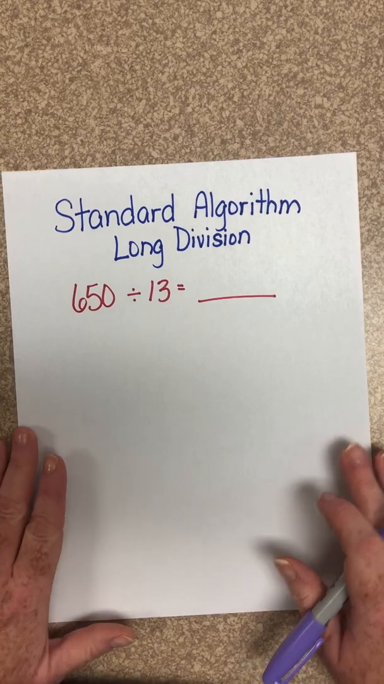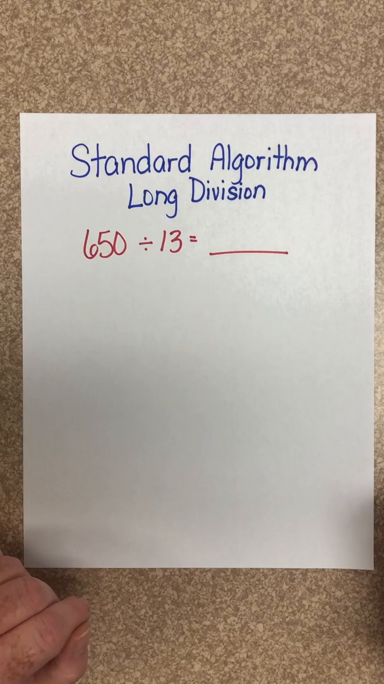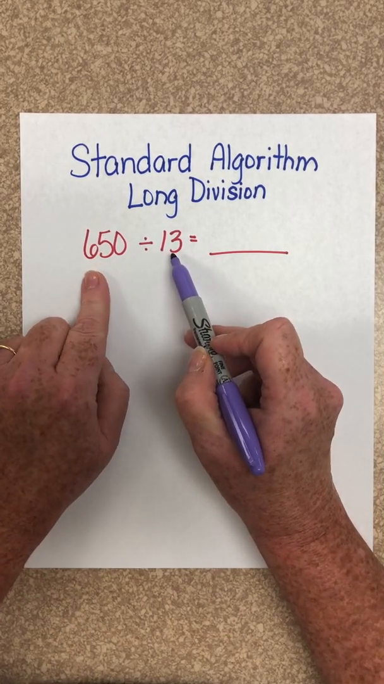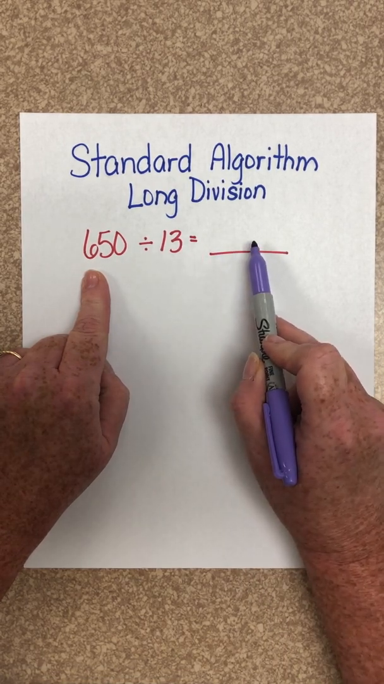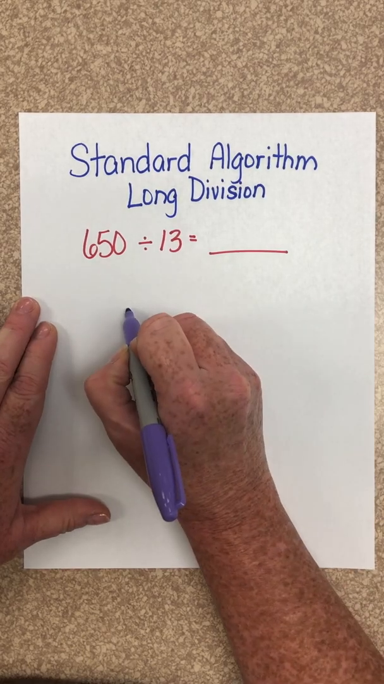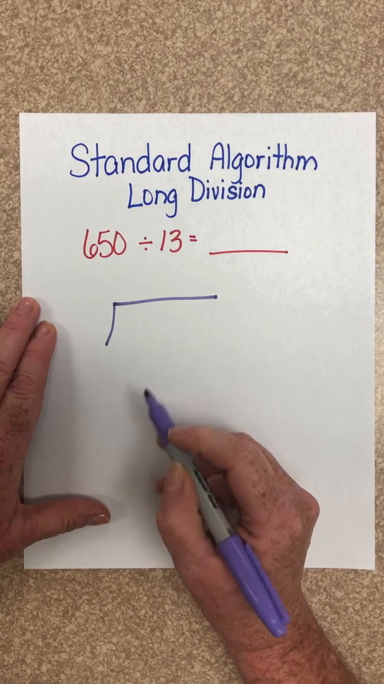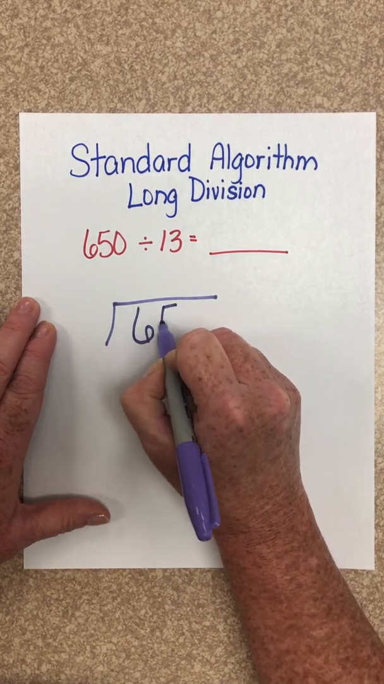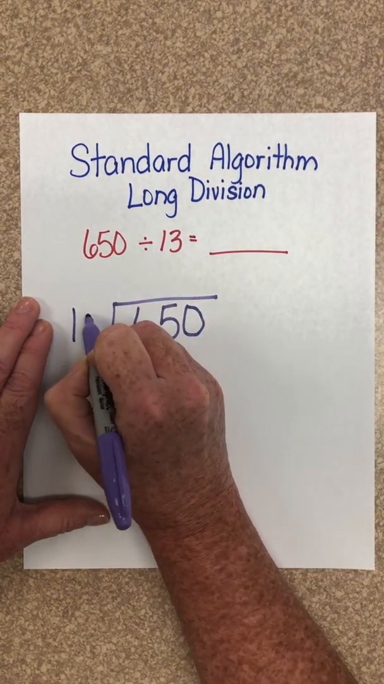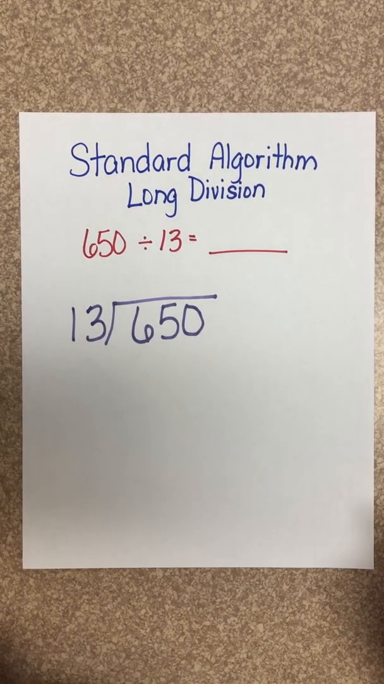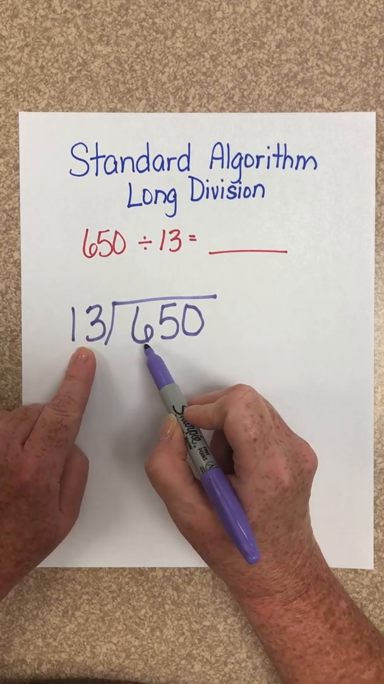Let's look at the standard algorithm, which is normally called long division. The problem is written horizontally, 650 divided by 13, and we're going to find the answer. But we're going to do long division, so let's first write the division symbol. The first number, which is the dividend, goes inside. The divisor goes outside. And now let's begin.